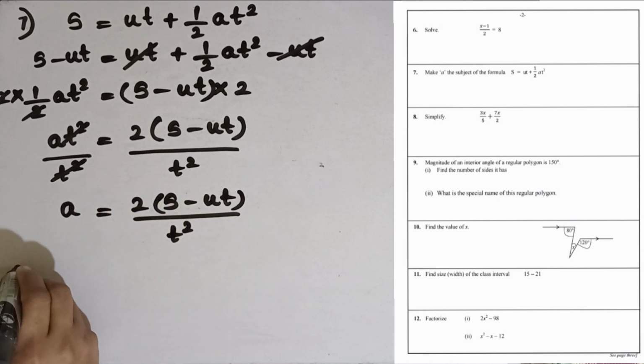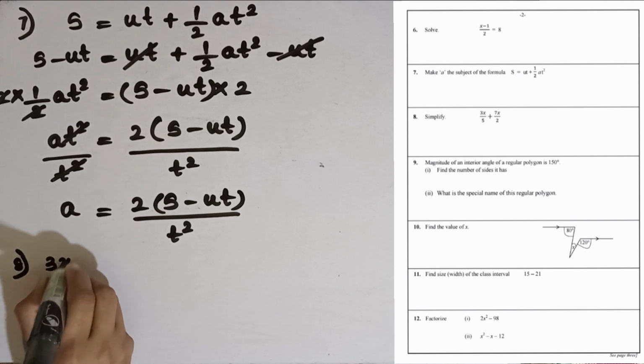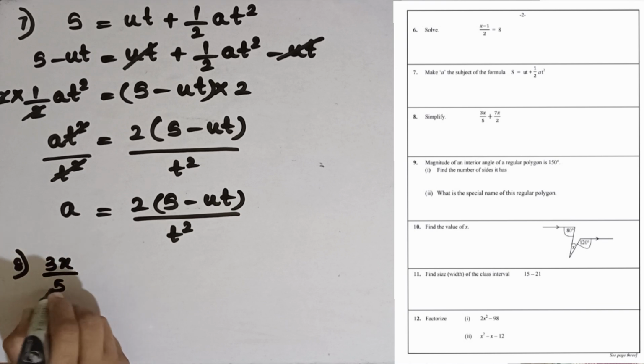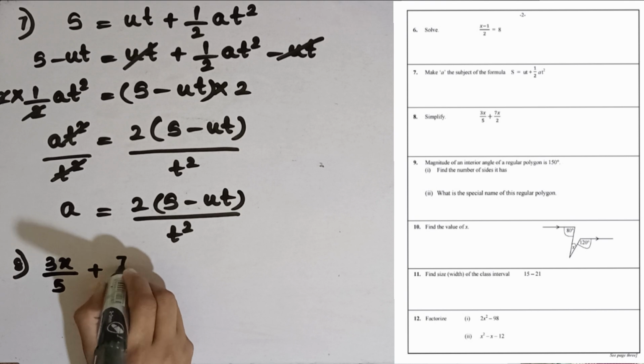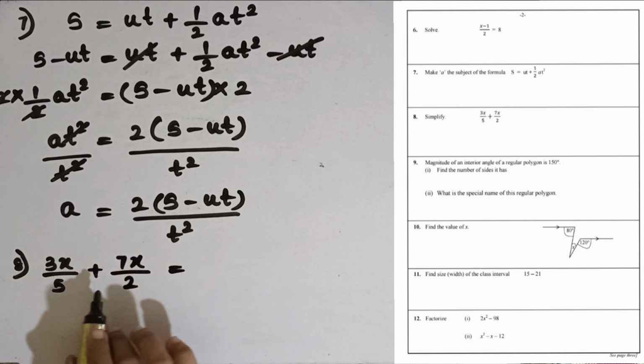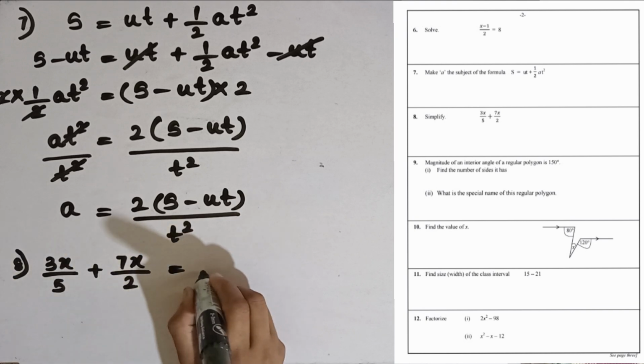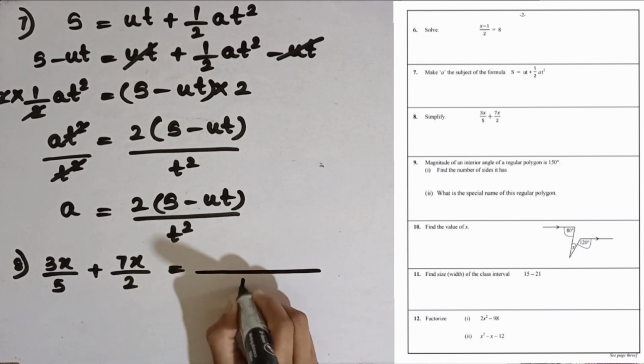Then question number 8. We are given to simplify this: 3x over 5 plus 7x over 2. We can take a common denominator here. What is the common denominator of 5 and 2? 10. The LCM of 5 and 2 is 10.